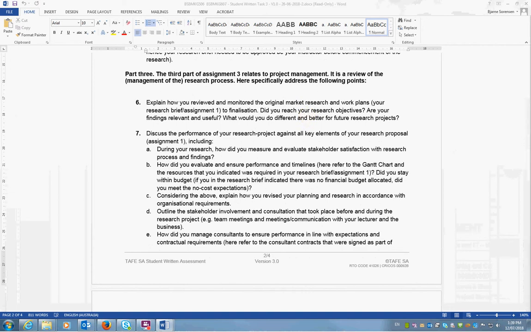Now, point number 6. Explain how you reviewed and monitored the original market research and work plans to finalization. Did you reach your research objectives? Are your findings relevant and useful? What would you do different for future research projects? Simply address these points under this heading.